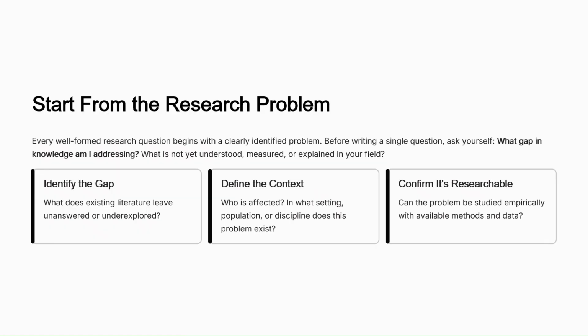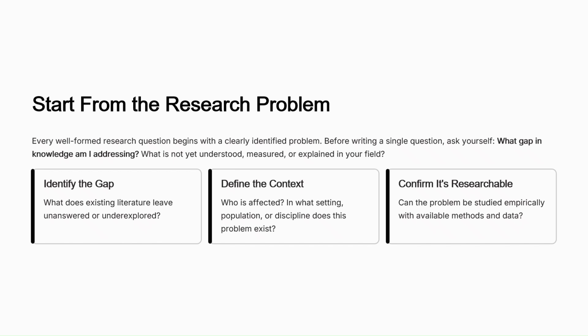Every good research question begins with a research problem. Before writing any question, researchers must identify a gap in knowledge or an issue that has not been fully explained by previous studies. This requires reviewing existing literature and asking what remains unanswered, underexplored, or unclear. At the same time, researchers should define the context of the problem, including the population, setting, or industry being studied. Most importantly, the problem must be researchable, meaning that data can be collected and analyzed to address it.